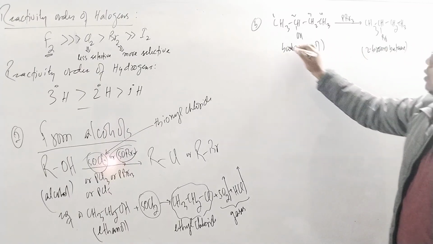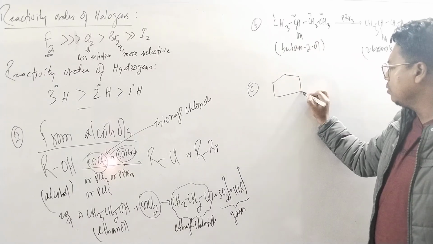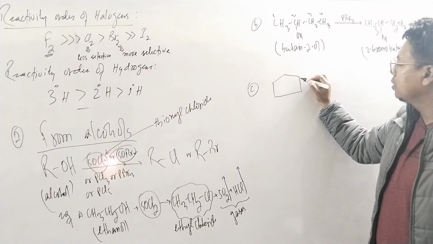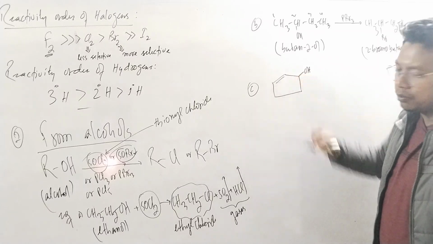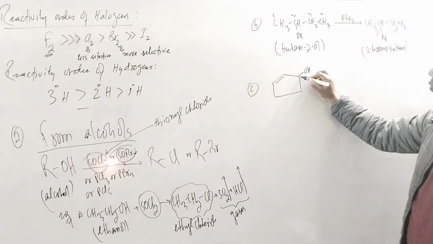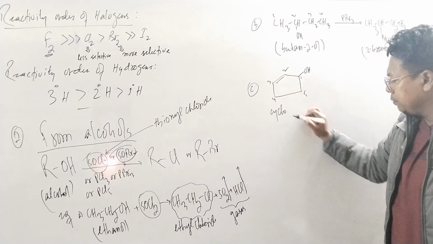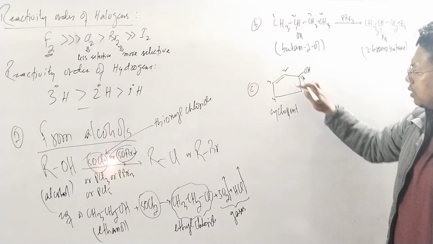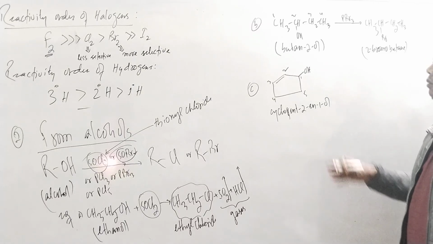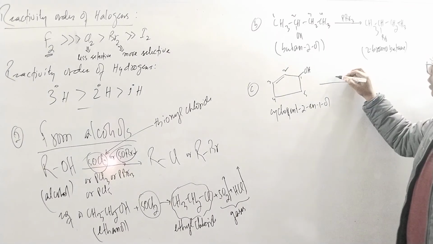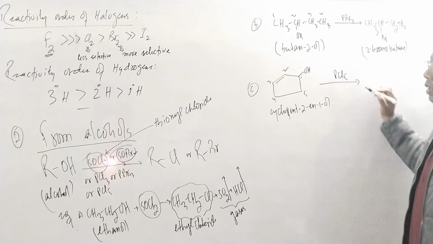We can take another example in the form of a cyclic compound. Suppose this is an alcohol. There can be a double bond also. This is numbered 1, 2, 3, 4, 5. This is called cyclopent-2-en-1-ol. This is the IUPAC name of this alcohol. When this is reacted with PCl3, PCl5, whatever you can write. Any one of them.